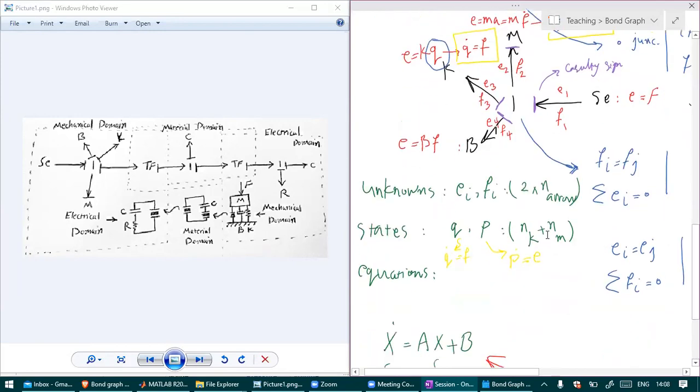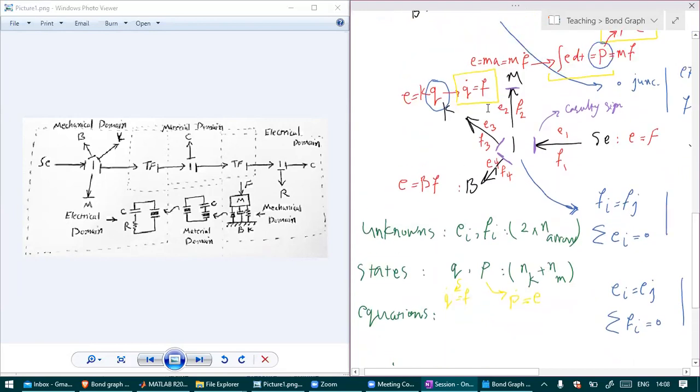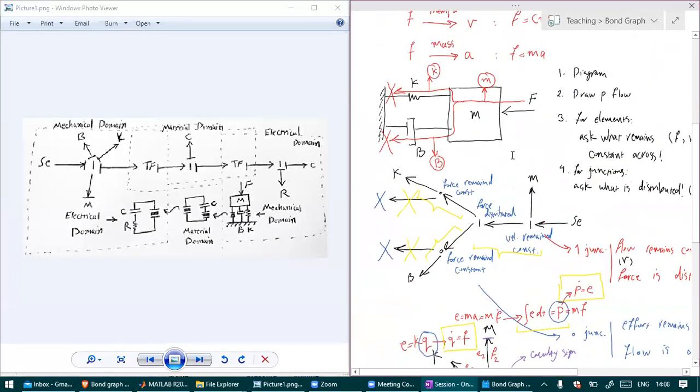And the other benefit of causality is, you see that actually getting the bond graph is not that easy from the diagram. Putting the causalities, if you found the causalities are not satisfied, you may find a mistake in your model. So that's another benefit. It kind of tells you if you've done the model correctly.